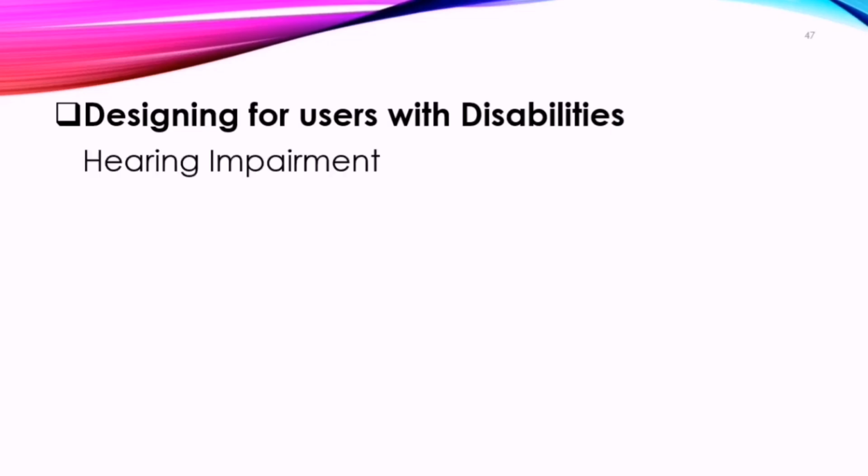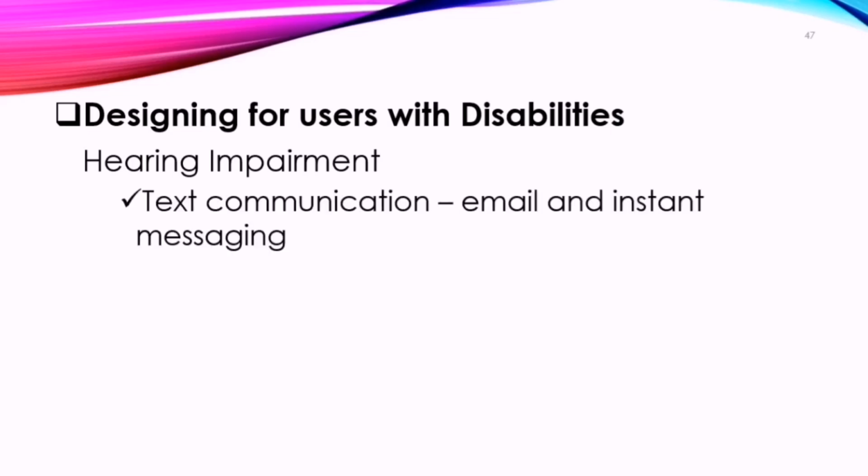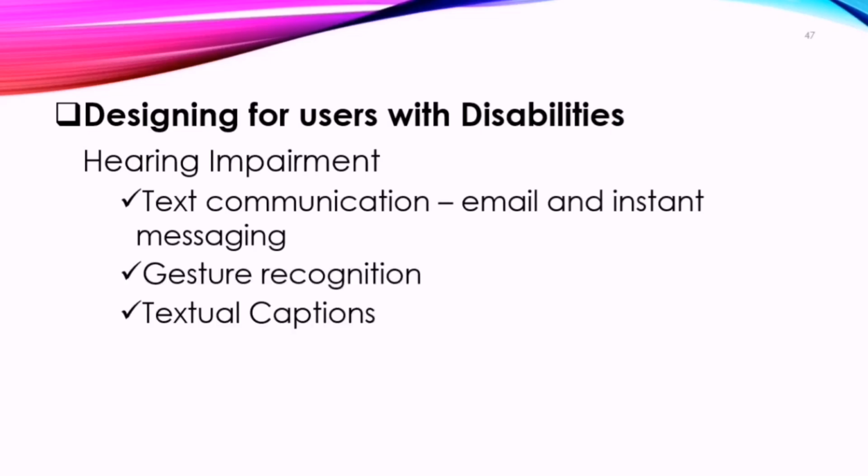Hearing impairment. Compared with visual disability, where the impact on interacting with a graphical interface is immediately obvious, a hearing impairment may appear to have little impact on the use of an interface. To help users with hearing impairment, we can use text communication like email and instant messaging. We can also use gesture recognition and textual captions.